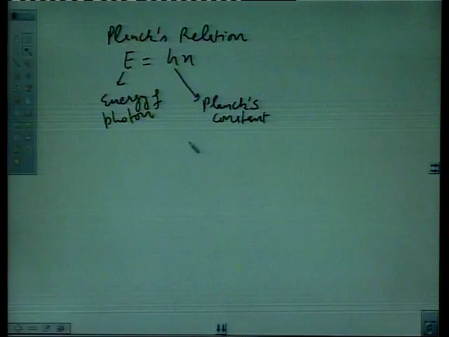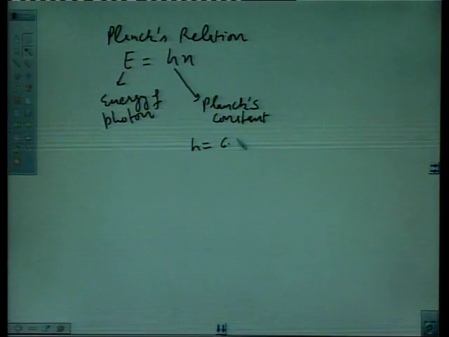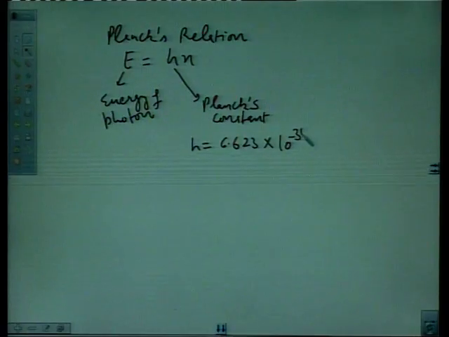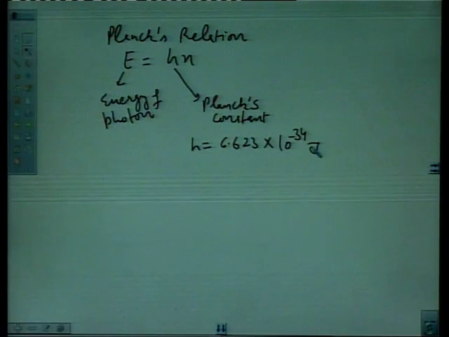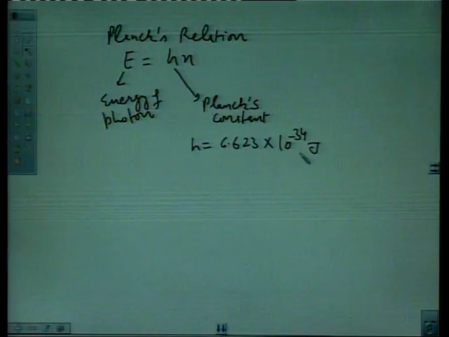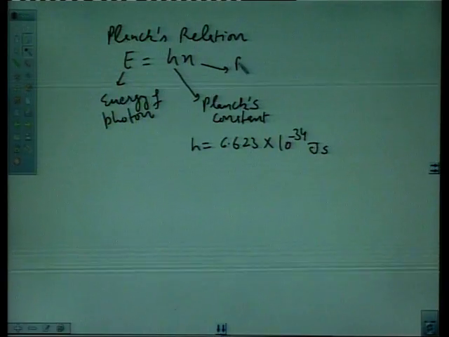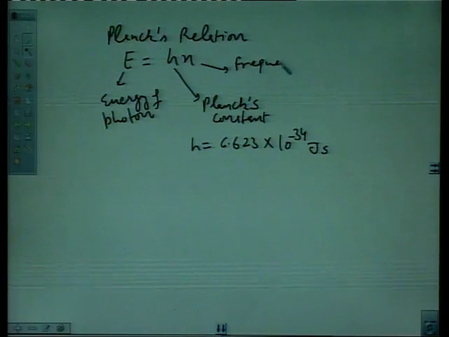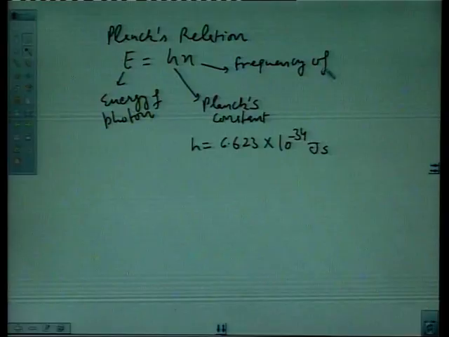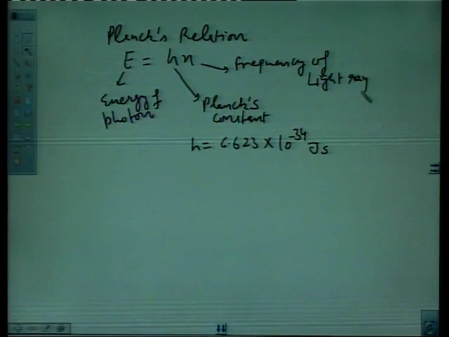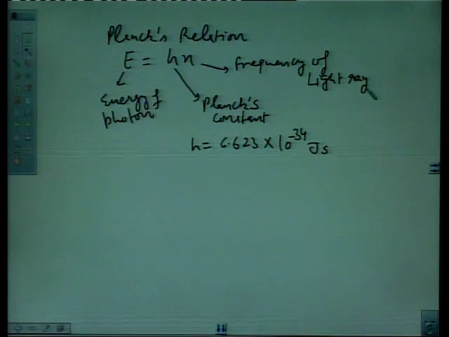The value of Planck's constant is 6.623 × 10^-34 joule second, and n is the frequency of light. So, this is all about light energy.